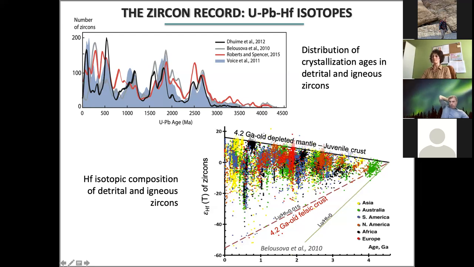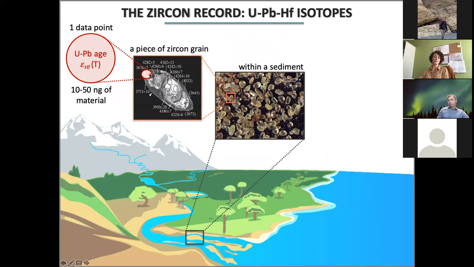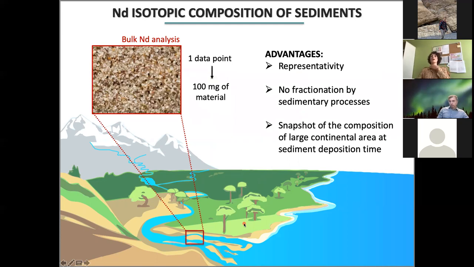What I would like you to understand here is that while we have a large number of data points, for example for hafnium isotopes in zircons, one data point in this database in fact represents only a piece of a zircon grain, because it's an in situ measurement. And this is just one piece of zircon out of the sediments in one sample locality. So while we have a lot of data, there might be some problems in terms of representativity because they are more subject to preservation or sampling biases. The big difference between this zircon record and the neodymium isotopic database that I'm going to show you is the fact that in the neodymium database, we are using bulk analysis.